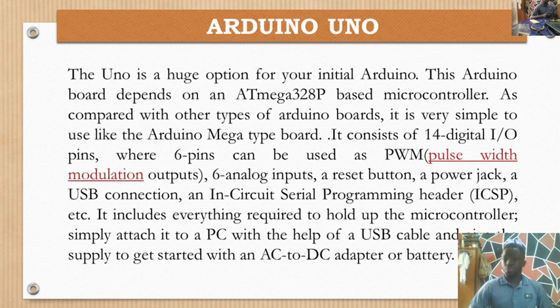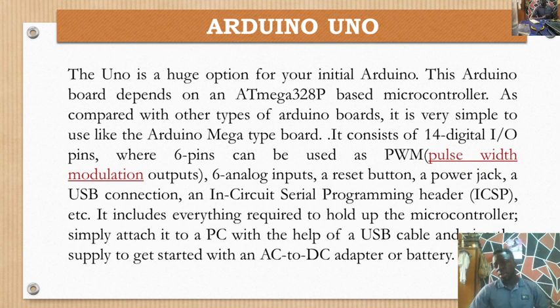So you can make use of what we call PWM, which is in the form of a duty cycle. You can choose to apply 3 volts, or 3.2, up to something between 2.5 and 5 volts. You can do something like that, making use of pulse width modulation. It also has 6 analog inputs.